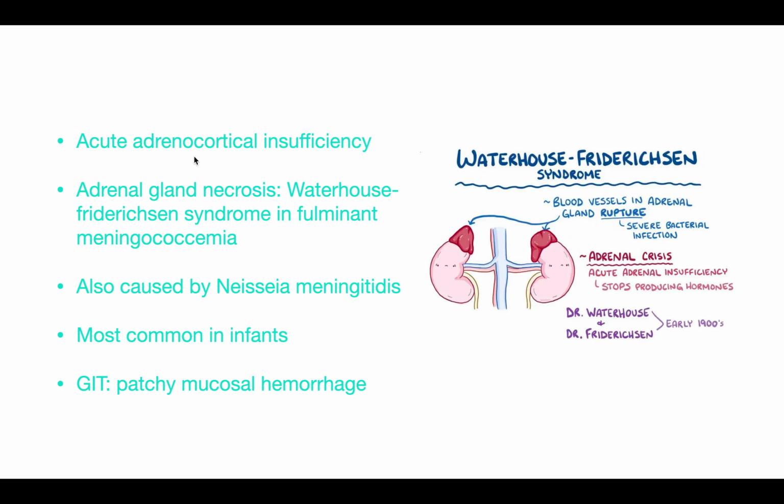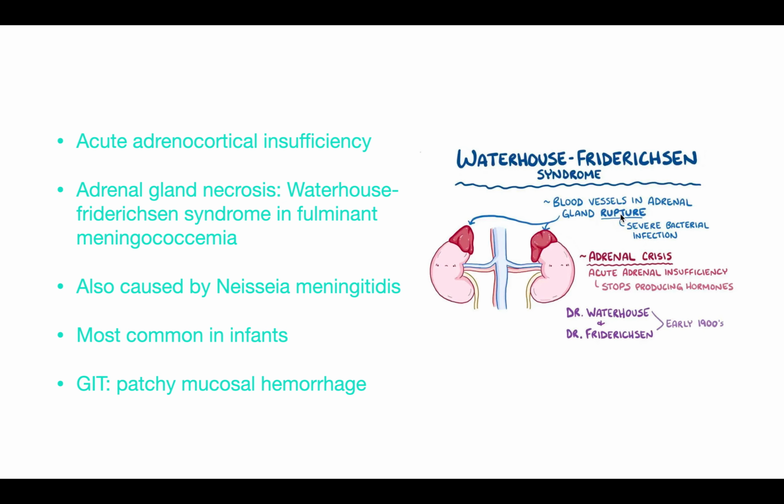It can be caused by acute adrenocortical insufficiency, where the adrenal gland is going to be necrotic, and that's in the Waterhouse-Friderichsen syndrome, in the fulminant meningococcemia. So it's a meningitis, and it enters usually the meninges, it spreads. That's the fulminant definition, right? So it first enters the CSF, and then now it's full-on septic.